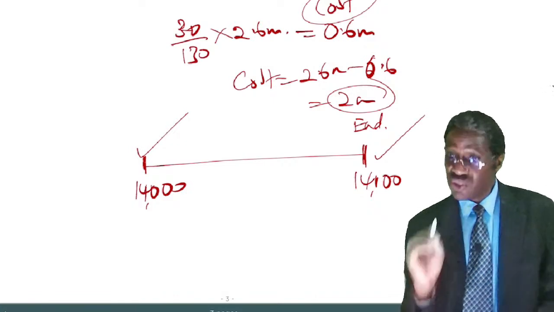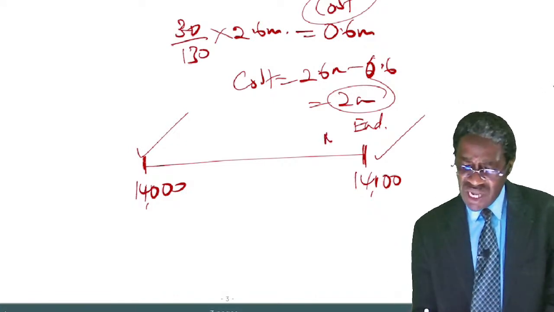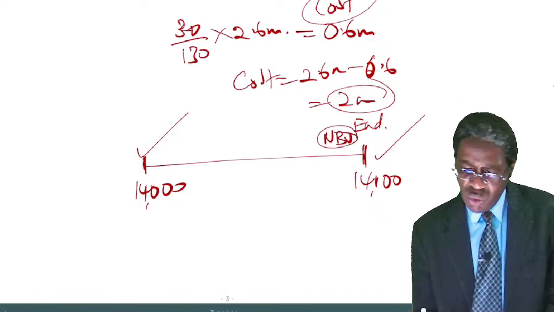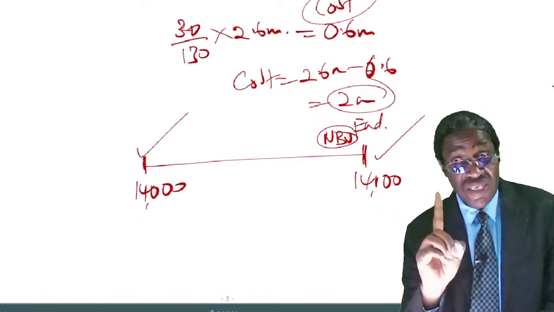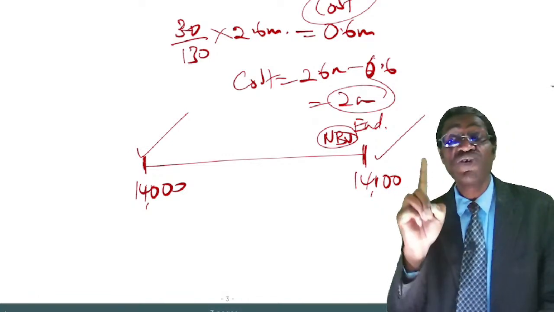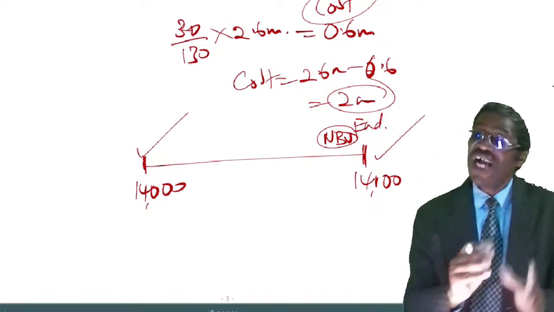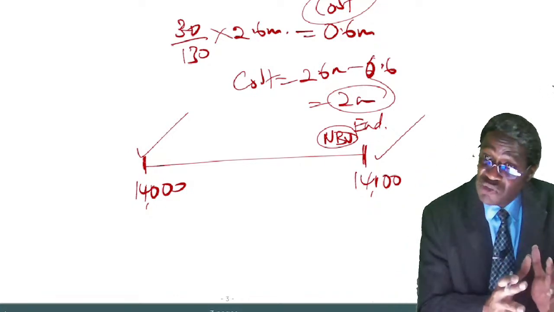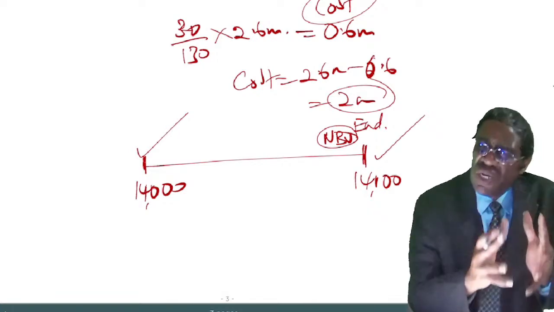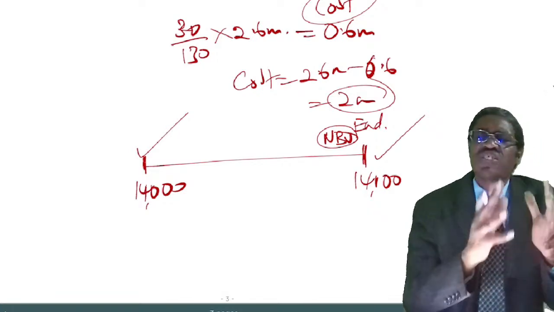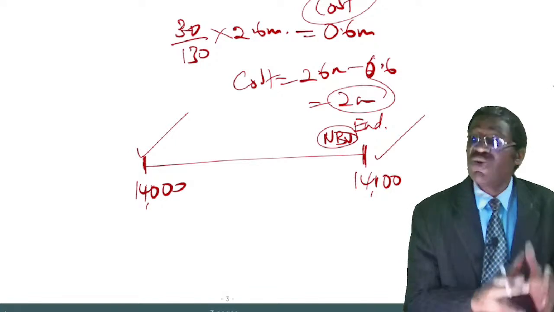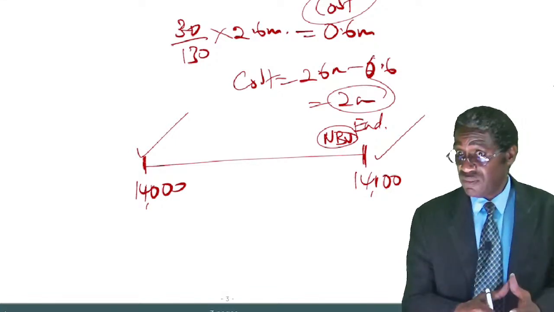So, for this question, the examiner was asking you to first calculate what was the net book value of the building as at the date of revaluation. What was the book value? We are given the book value by the beginning, which is 14. But I don't want the value by the beginning. We are not revaluing the asset by the beginning. We are revaluing the asset by the end of the year.